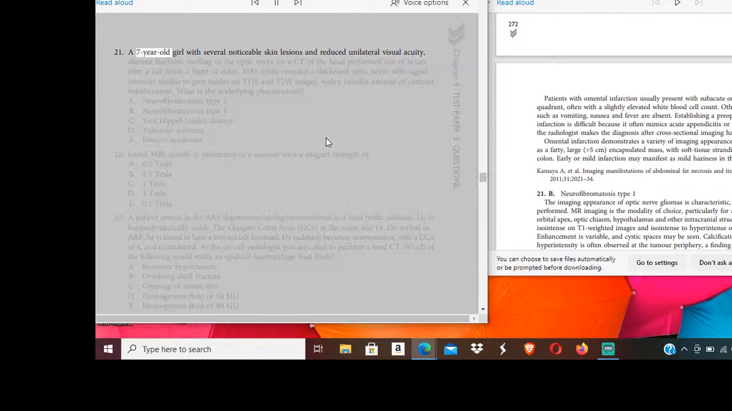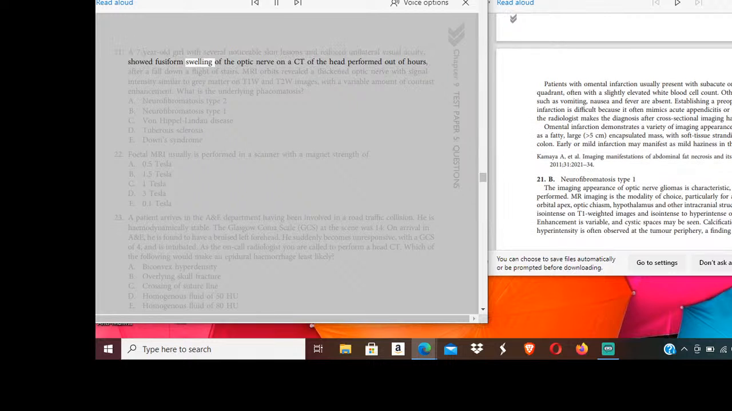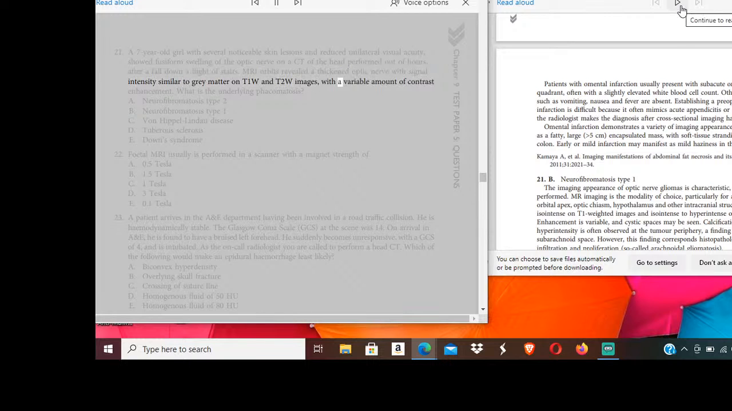21. A 7-year-old girl with several noticeable skin lesions and reduced unilateral visual acuity showed fusiform swelling of the optic nerve on a CT of the head performed out of hours after a fall down a flight of stairs. MRI orbits revealed a thickened optic nerve with signal intensity similar to gray matter on T1W and T2W images, with a variable amount of contrast enhancement. What is the underlying phacomatosis?